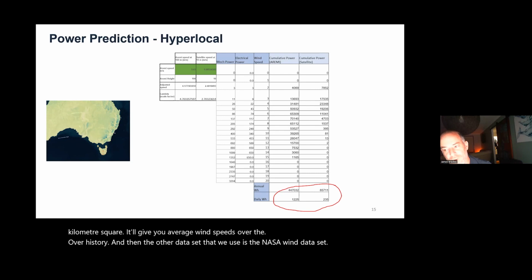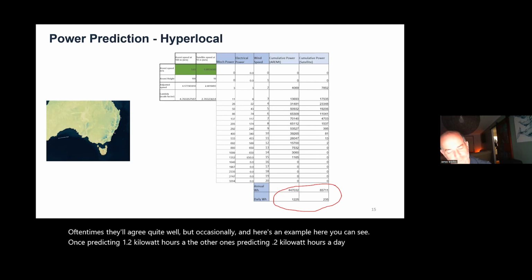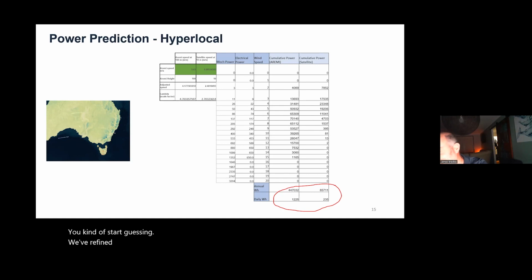Oftentimes they'll agree quite well, but occasionally, and here's an example, you can see one is predicting 1.2 kilowatt hours a day, and the other is predicting 0.2 kilowatt hours a day. When that happens, you kind of start guessing. There's a fair bit more that goes into our calculation here; this is just the back end of it.